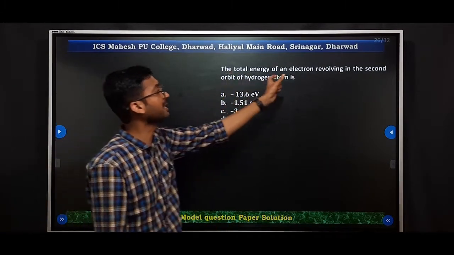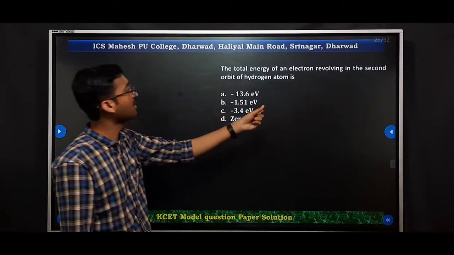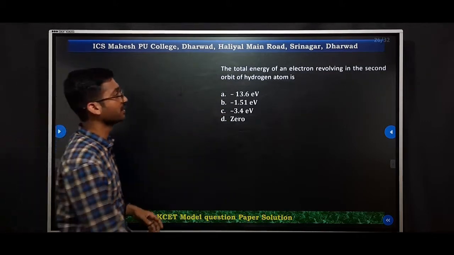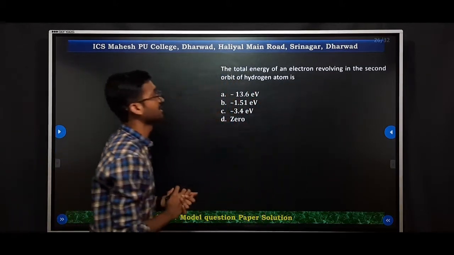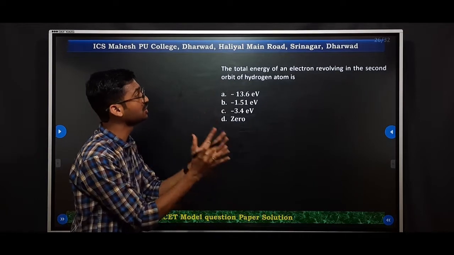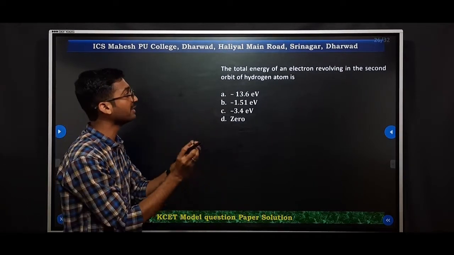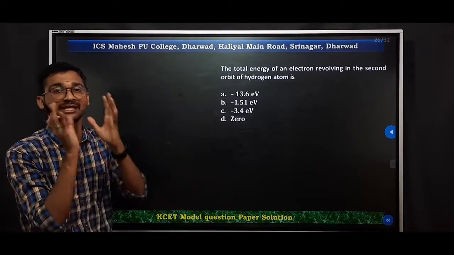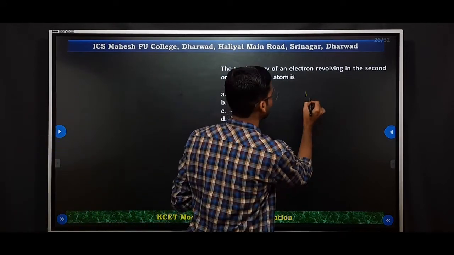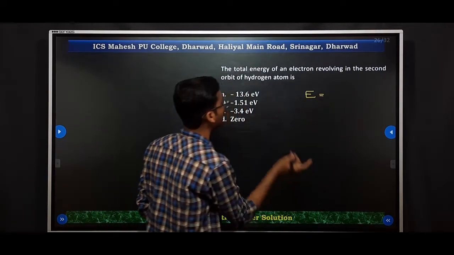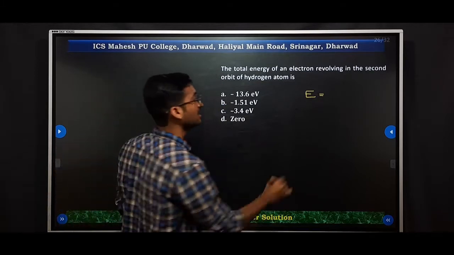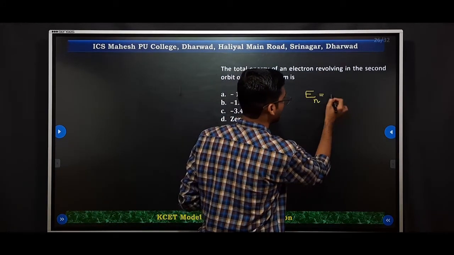The total energy of an electron revolving around the hydrogen atom in the second orbit. They are asking the total energy of an electron revolving in the second orbit of the hydrogen atom. This is a very direct, straightforward question. E is equal to, in which orbit are they asking? Second orbit. Therefore, we have a standard equation.